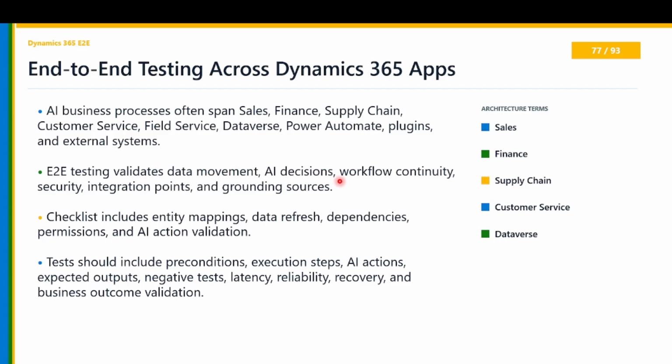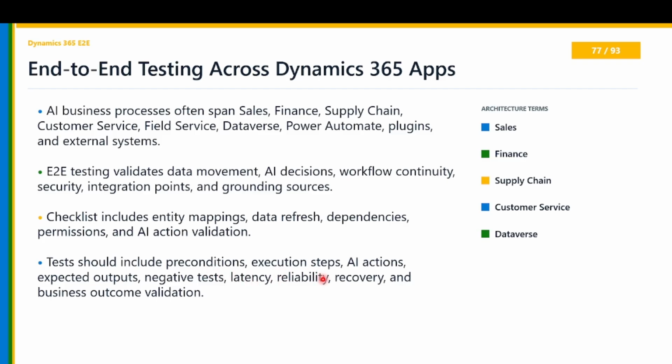Okay, so data movement, AI decision, workflow continuity, security, integration point, and grounded sources are part of what you should validate in Dynamics 365 end-to-end application lifecycle management. So your checklist should include entity mappings, data refresh, dependencies, permission, and AI action validation. So always check all of this and make sure they are properly configured. Then tests should include preconditions, execution steps, AI actions, expected outputs, negative test, latency, reliability, recovery, and business outcome validation. So your test should also include all of these conditions.